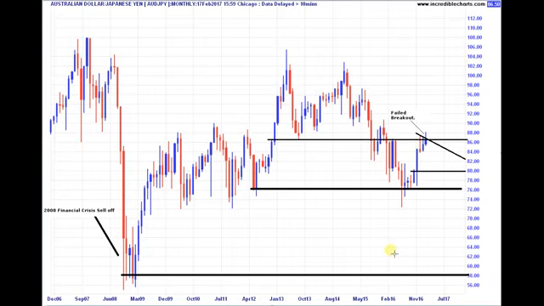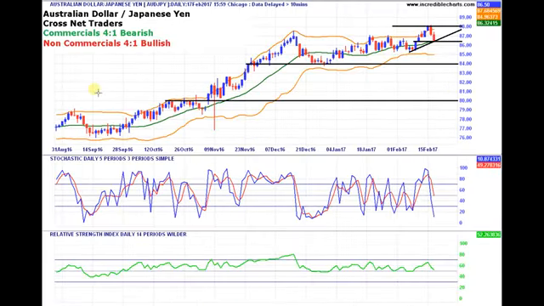Now let's go and look at the daily chart and how the levels line up there, and look at the CFTC net traders. Just want to look at the CFTC net traders first of all. Now, you don't actually get cross rates on the CFTC net traders. What you need to do if you want to see how the groups line up is look at AUD USD and then JPY USD and create the cross yourself. And I've just done it very simply in terms of ratios here.